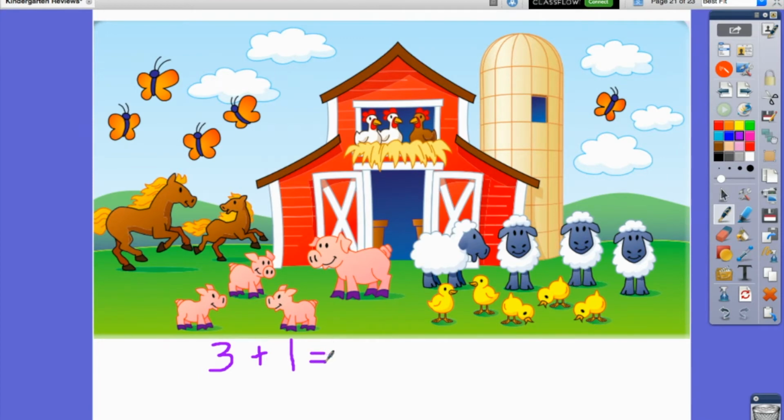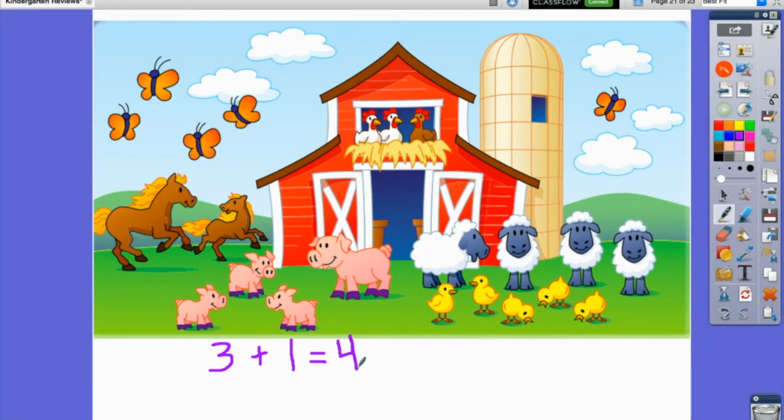So how many pigs do we have all together? Well, 3 and 1 more equals what? That's right, 3 and 1 more equals 4 pigs. Let's count. 1, 2, 3, 4. There are 4 pigs.